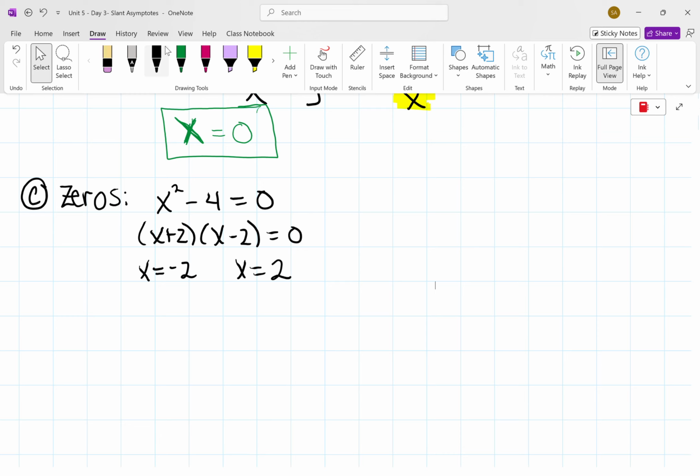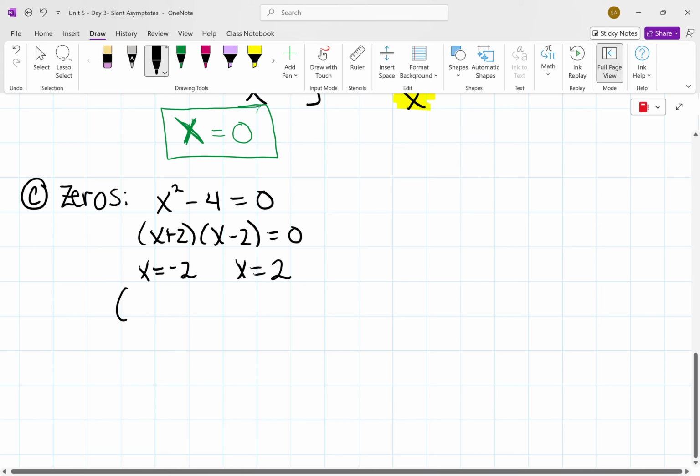Okay, there we go. So remember, our zeros represent where our graph crosses the x-axis. And where our graph crosses the x-axis, what are all the y-coordinates? 0. So if I'm writing the zeros as a point, it's going to be the point -2, 0, and 2, 0.